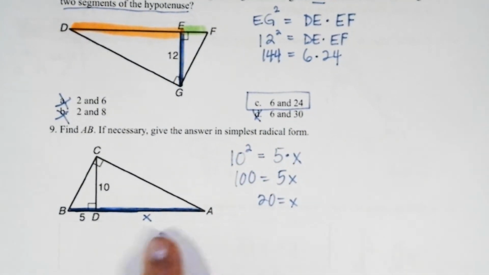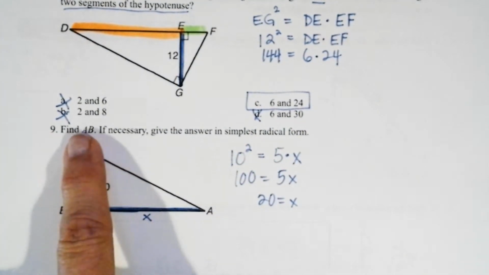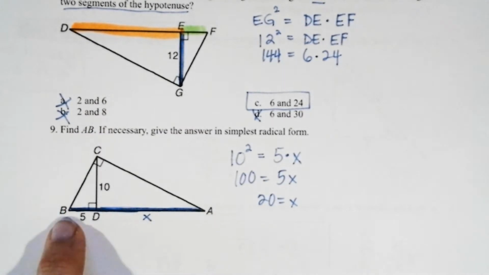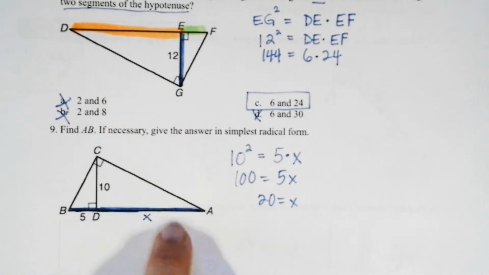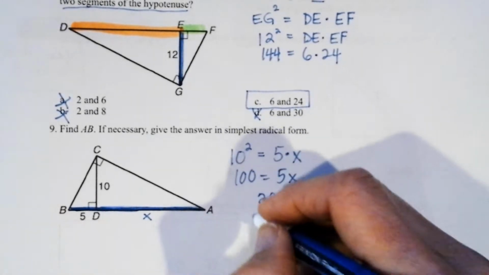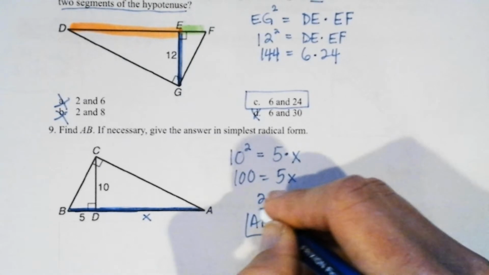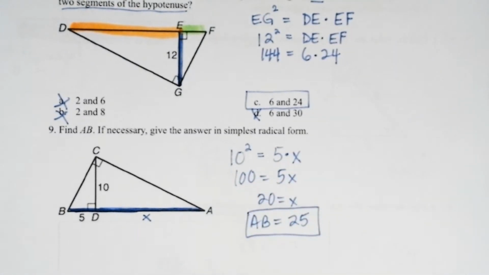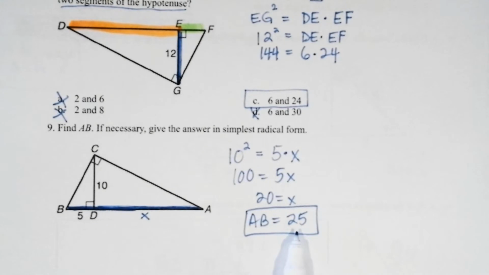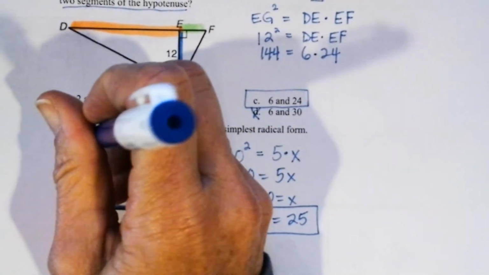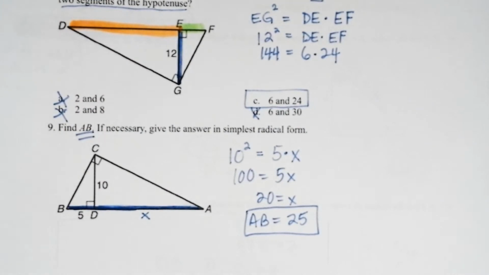Now we got X to be 20, but the question says find AB. So AB is 20 plus 5. So AB is 25. Even if you got 20 and you put that in, you'd get it marked wrong. The computer doesn't see how your 20 is related to 25 in any way. It's just going to check it against 25. So make sure you're always answering the question being asked.